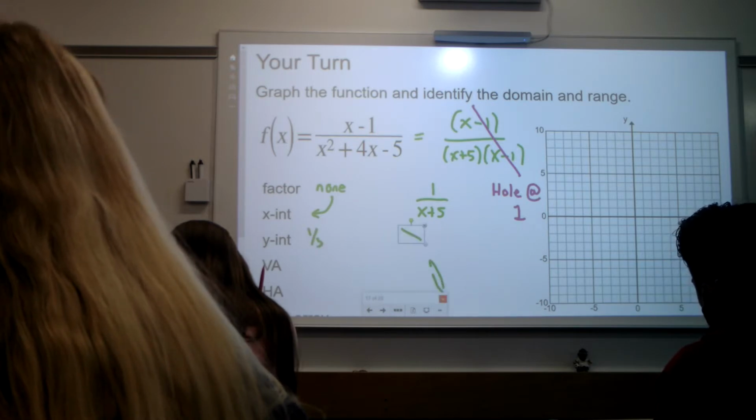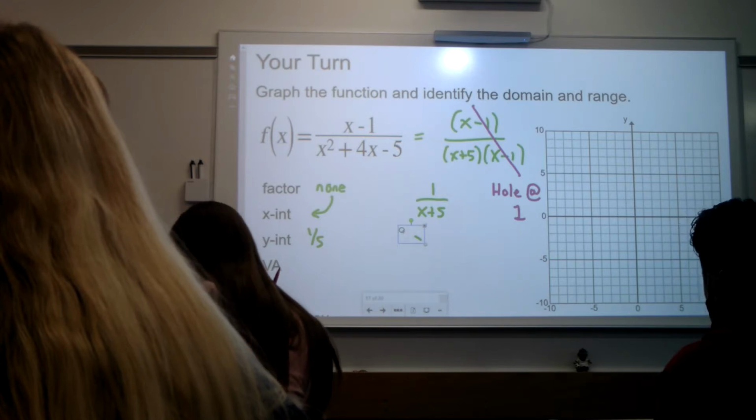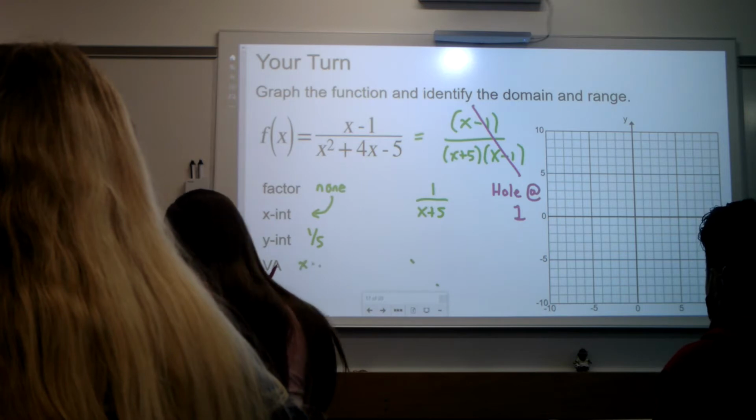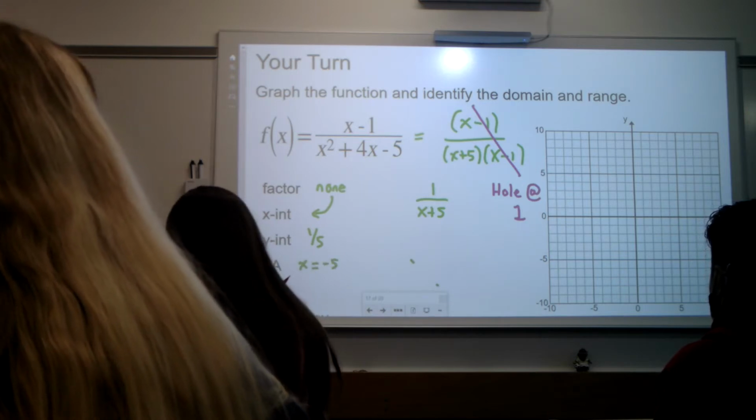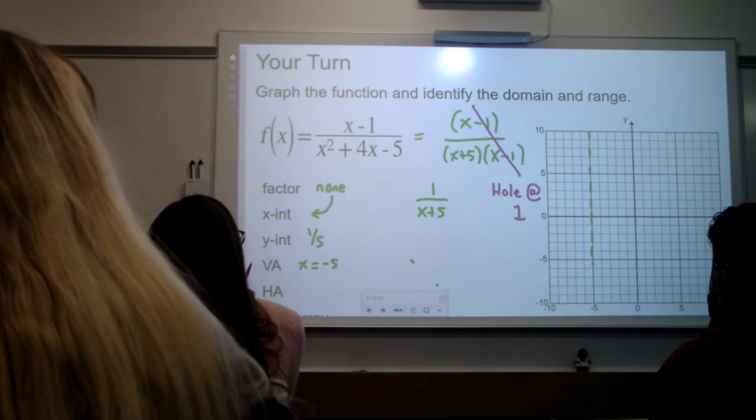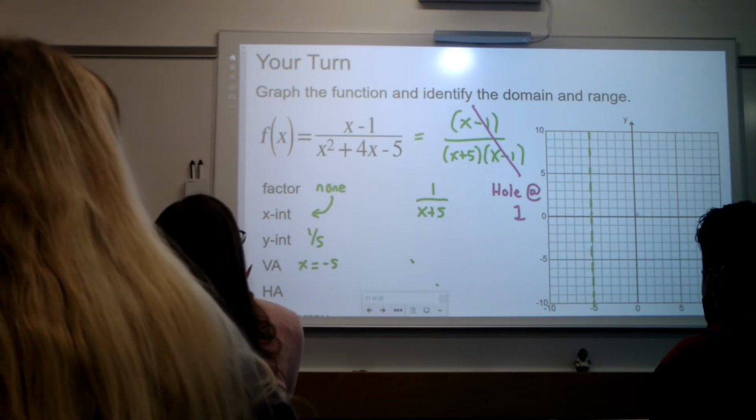Awesome. Angelina, tell me something about this graph. Awesome, so x equals negative 5. Let me graph those in there. So here's negative 5 as the vertical asymptote. And then we also said the y-intercept was 1/5.